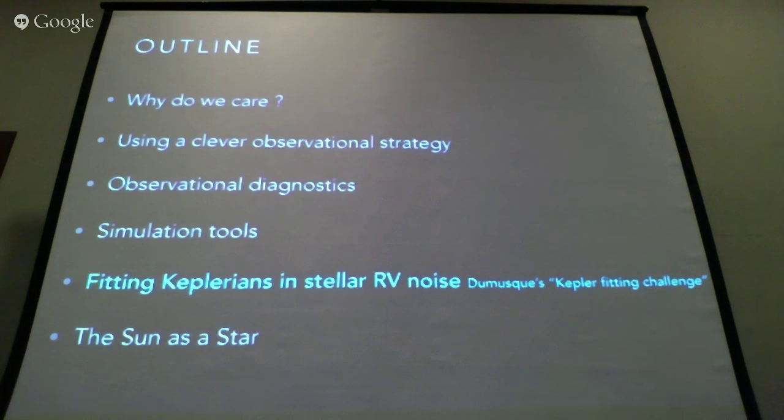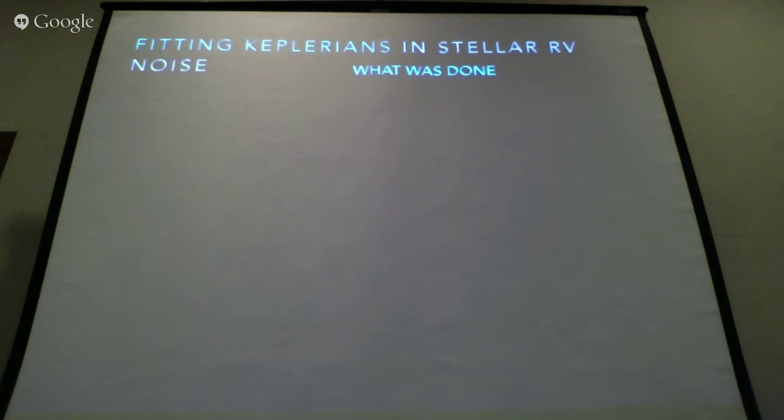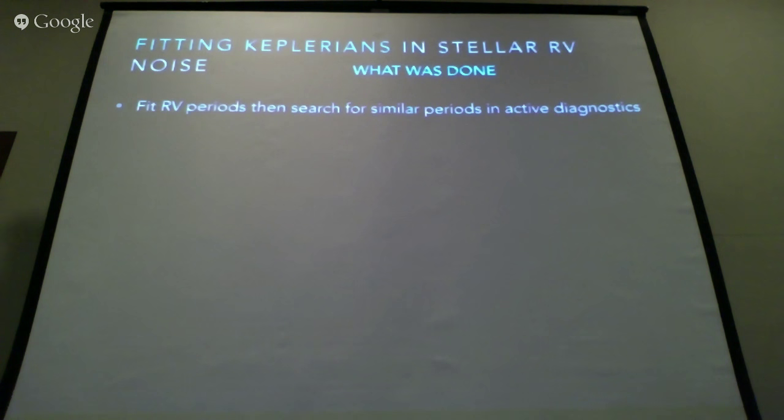So then, Phil already talked about that this morning, how we fit Keplerian and stellar signals, and the Kepler fitting challenge that was going on this year. So what happened before, when we wanted to fit the planet, we had some radial velocity measurements, and we were searching the periodogram for the significant periods that appeared. And then we searched with the activity index if we find the same periods. And if we observe the same period, we say, maybe it's not a planet.